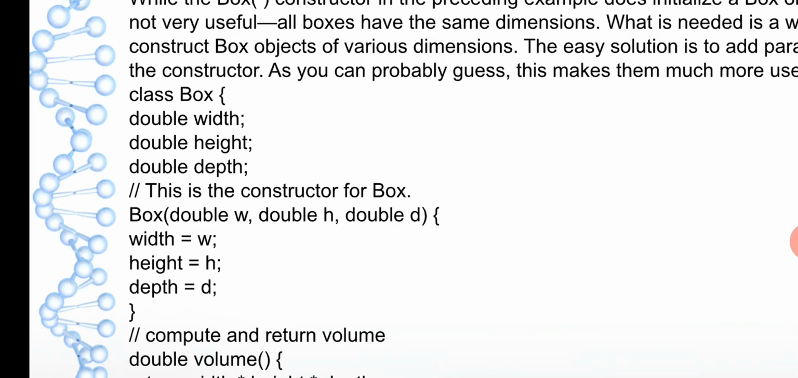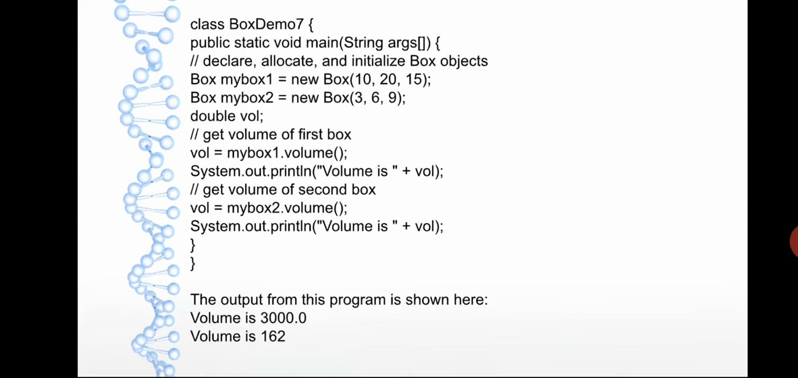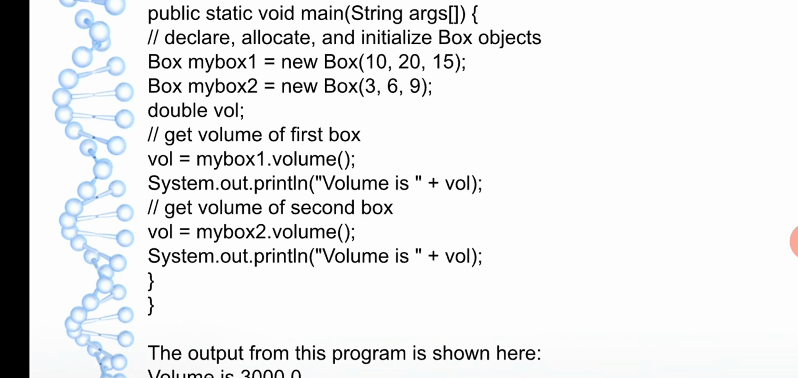Okay, so W will be 3, H will be 6 and D will be 9. The same 3, 6, 9 will be initialized to width, height and depth for the second object, myBox2. For myBox2, these three values will be initialized. Now, using double, you have one more variable called volume, VOL.